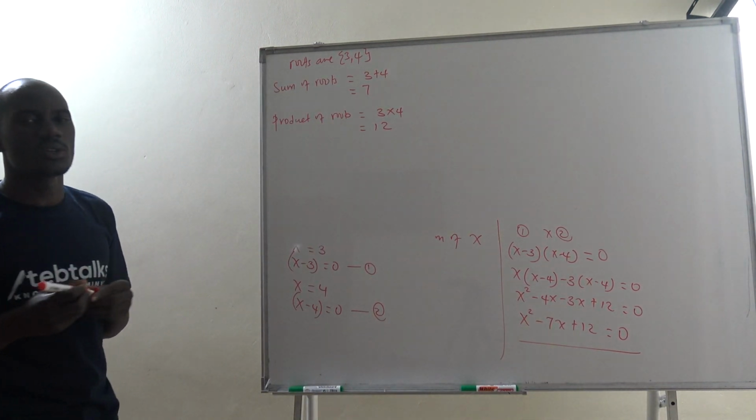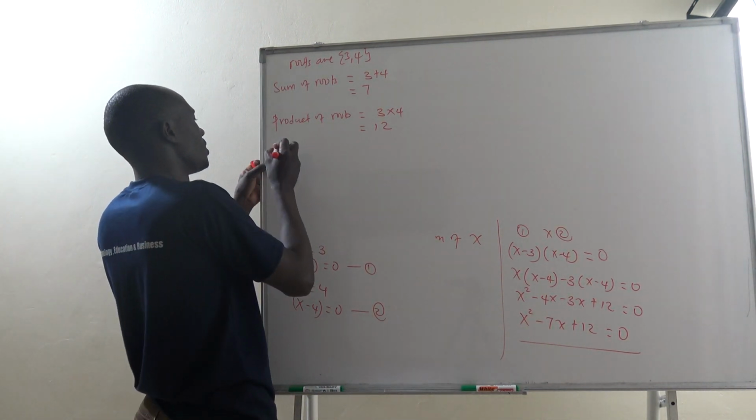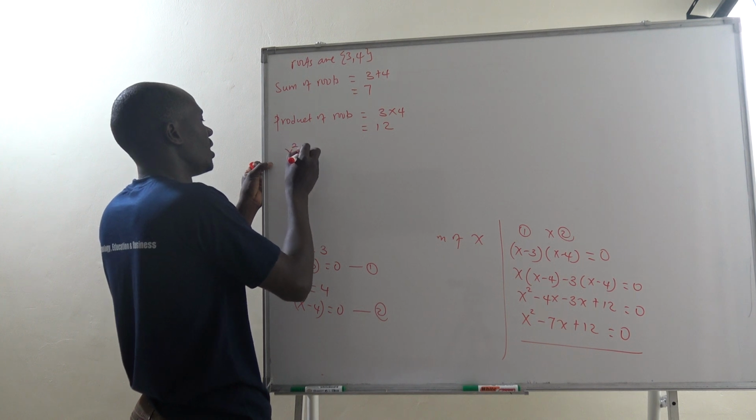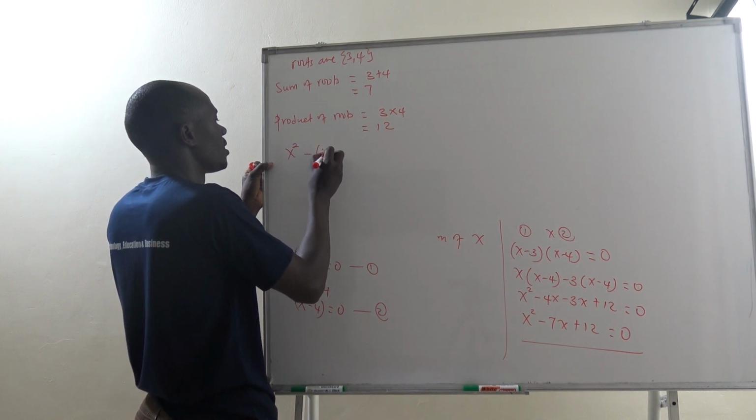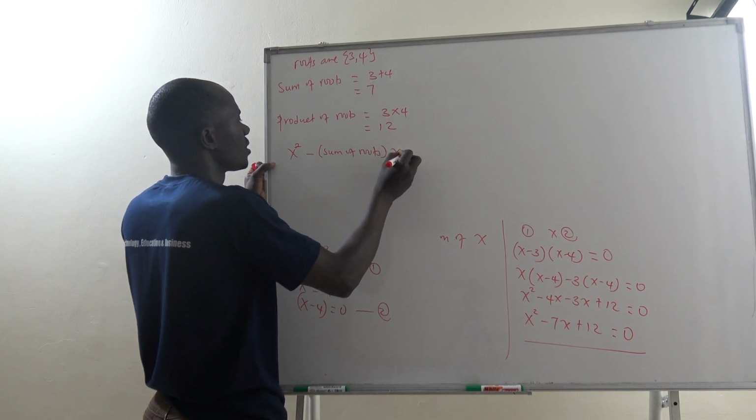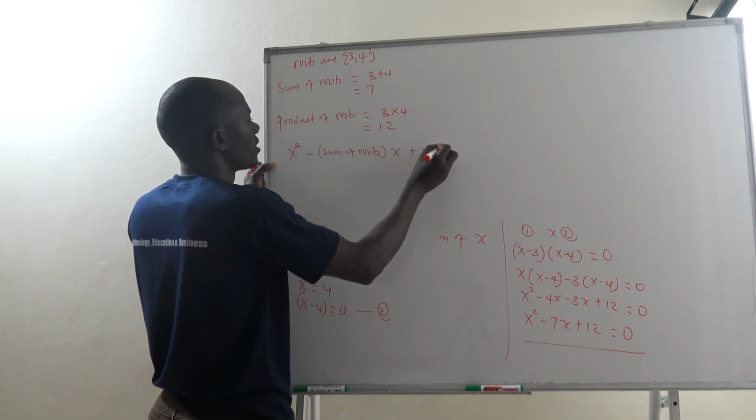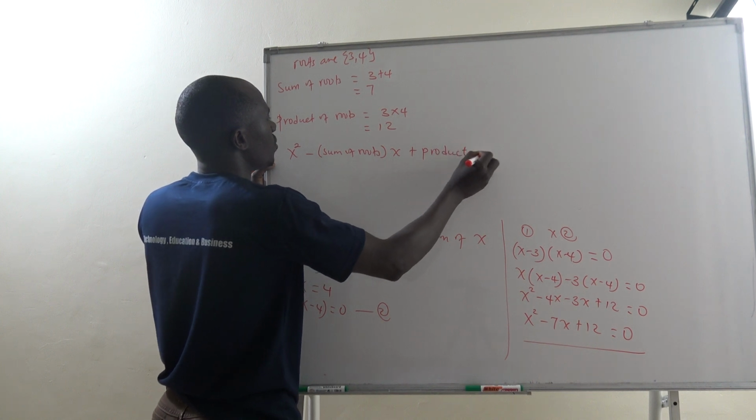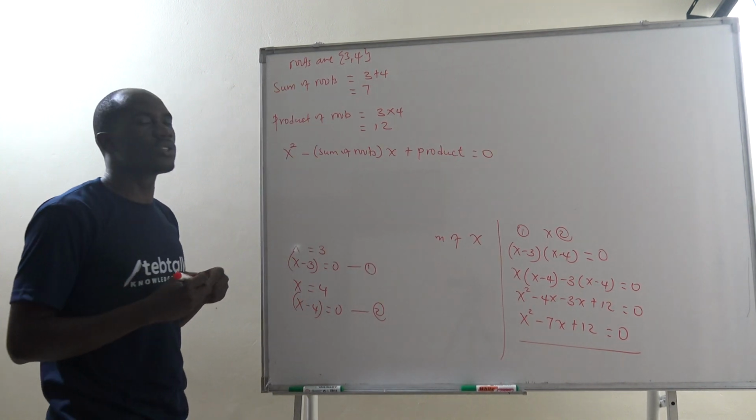Then our quadratic equation is given by x squared minus the sum of roots times x plus the product of roots equals 0. Then we are free to substitute in.